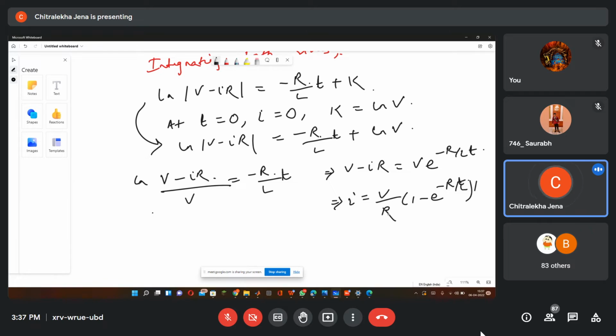Okay, so here you see from the current equation, at T equal to 0, what is the current? Is it 0? Yes or no? At T equal to infinity, what is the current? I is equal to V by R. This is your maximum current. Are you getting it or not?